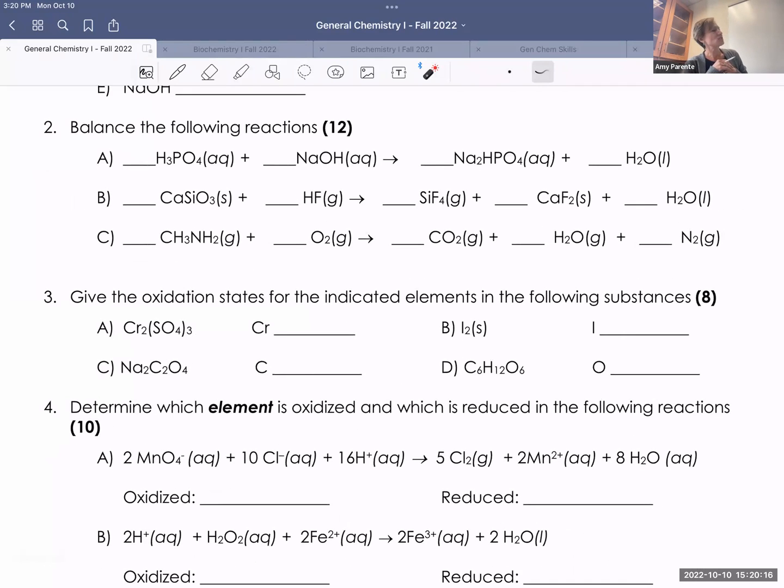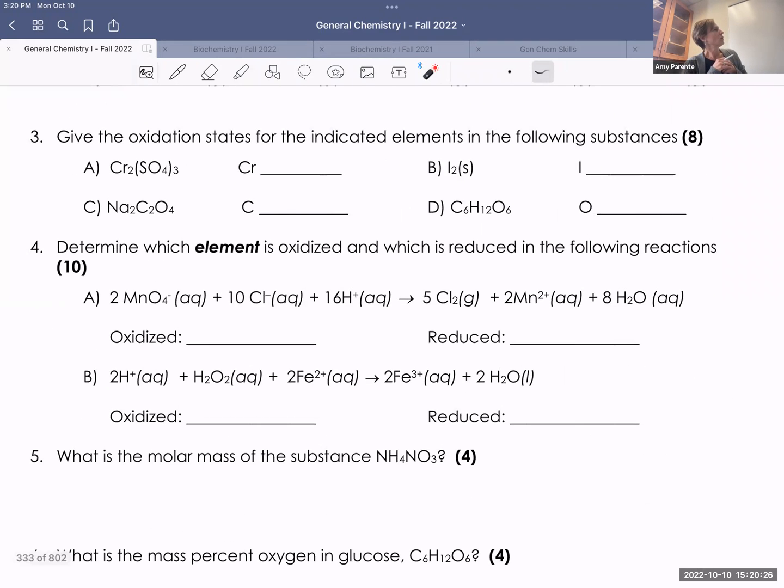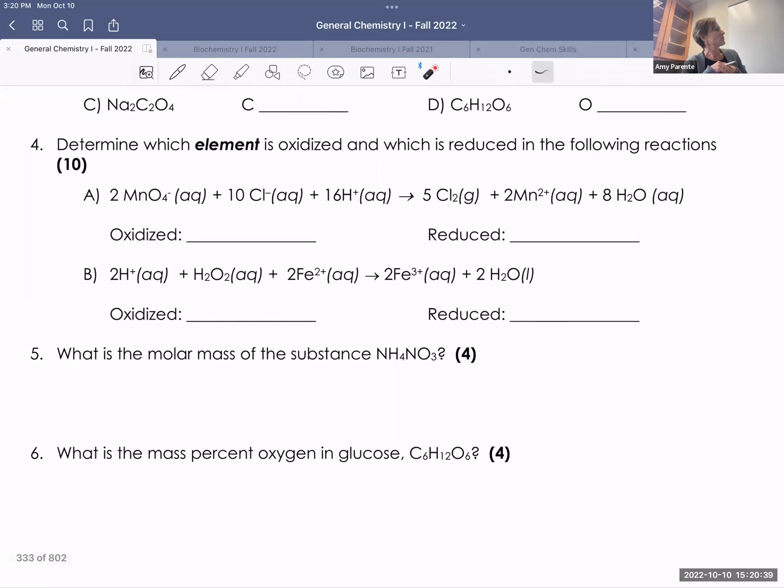Assigning oxidation states, which is the same thing as oxidation number. So if I say oxidation state, same thing as oxidation number. And then we've got some equations here where you have to embed that first skill and then apply it to determining who's being oxidized or reduced. Some basic skills that we learn how to do either in unit 3 or unit 4. Hey, what's the molar mass of a substance? How do you figure that out?